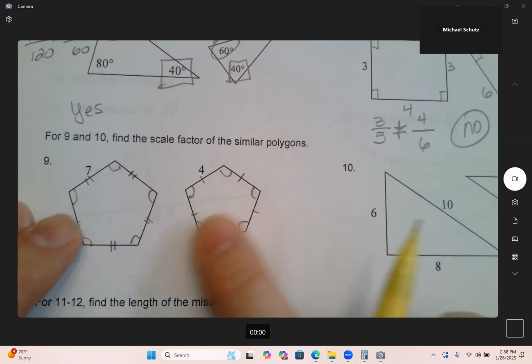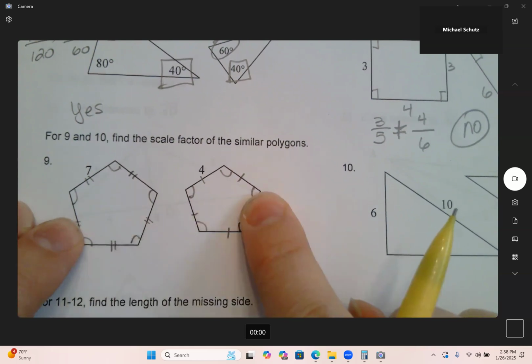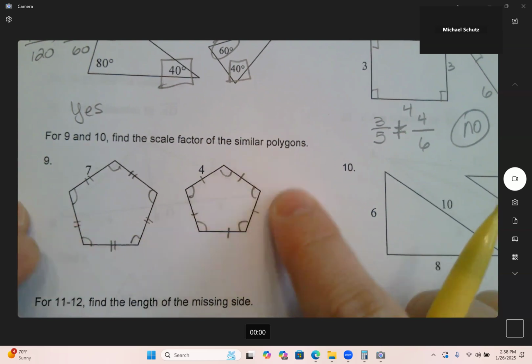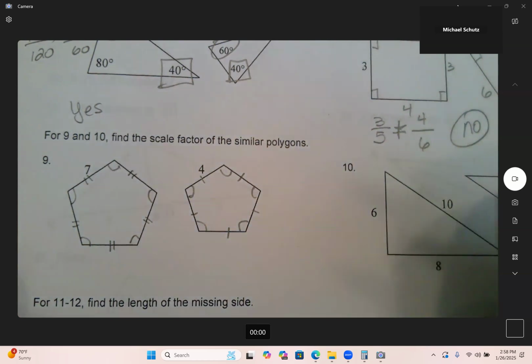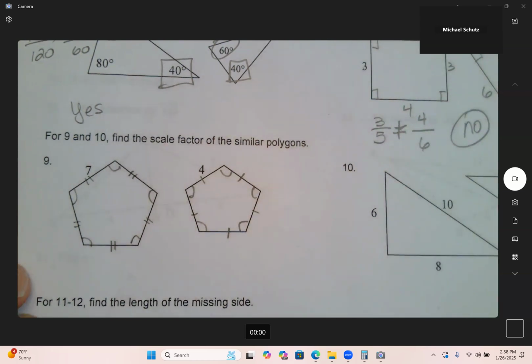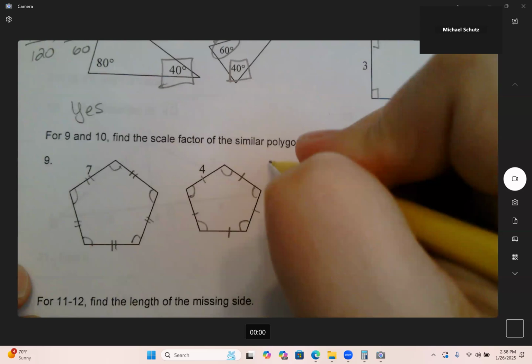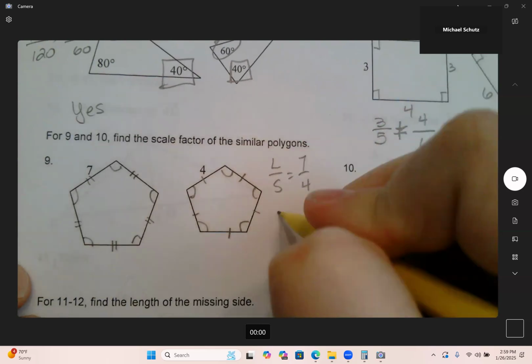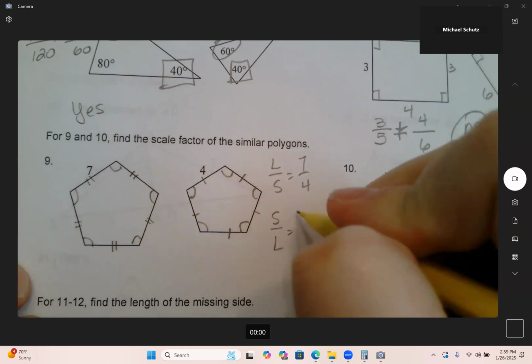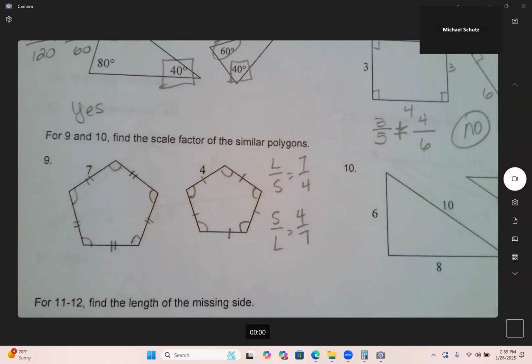So I already have the corresponding angles are congruent to each other. And now what we have to do is just say, what is the scale factor? Well, the scale factor, if we're going large to small, that would be 7 to 4. If we were doing small to large, that would be 4 to 7. So it depends on how the question is worded.